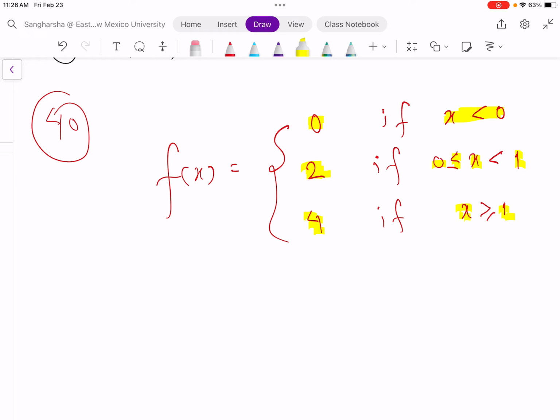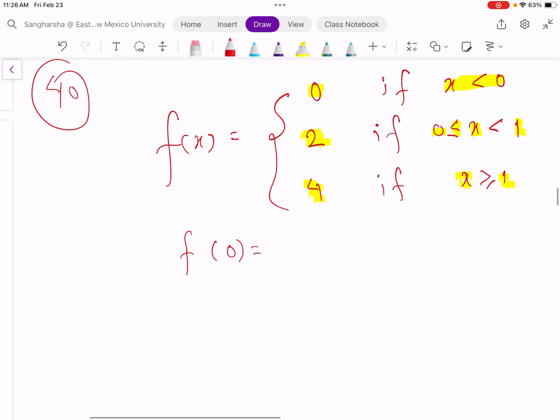Now, if this is the case, correct me if I mispronounce your name. Let me start from Peter. Can you help me? So let's find out. I want you to answer what would be f of 0 here. What is f of 0?